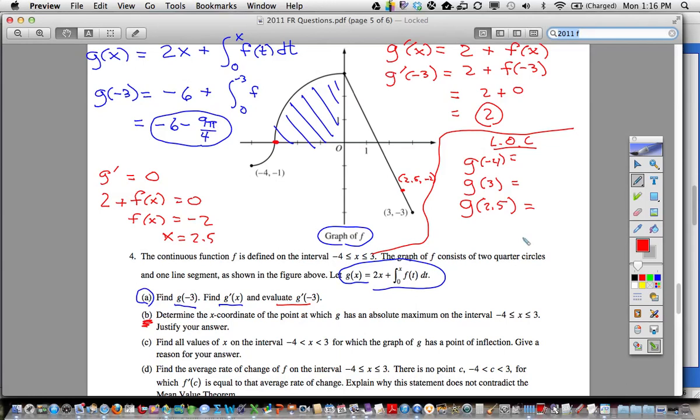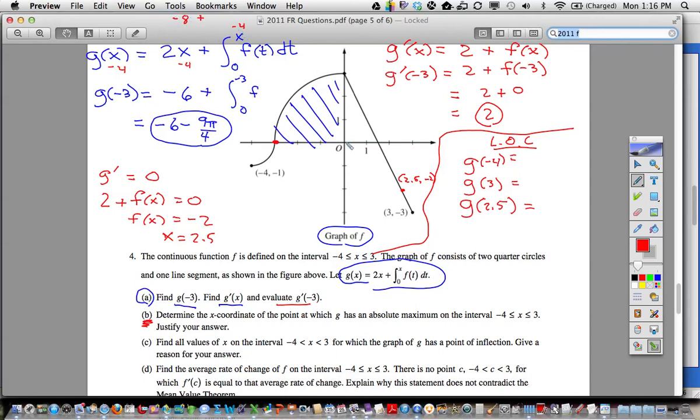Now I'm going to do this the area way. I'm doing this as it's written up here. So G of negative 4 would be negative 4 plugged in right here, and right here, and right here. Correct? G of negative 4 would be negative 4 plugged in those spots. Well, what's that give me? That'd give me negative 8.